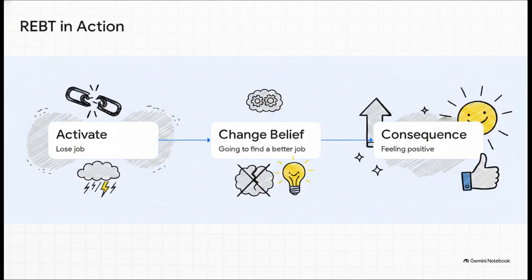But look at how Ellis's rational emotive behavioral therapy, or REBT for short, completely flips the script. The activating event stays exactly the same. They lost the job. But now the therapist steps in and helps the client identify and challenge that irrational belief, replacing it with a rational one. Something like, you know what, I didn't even like that job anyway, I'm going to go find a better one. Suddenly the consequence totally changes. The client feels positive and motivated.